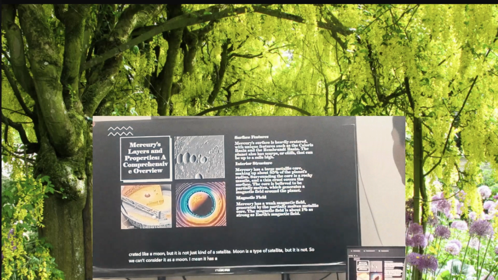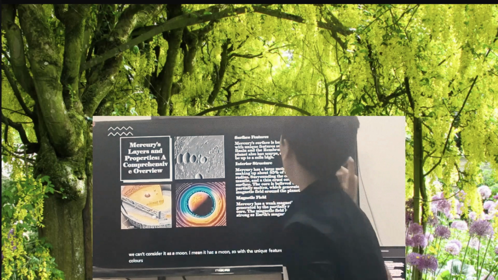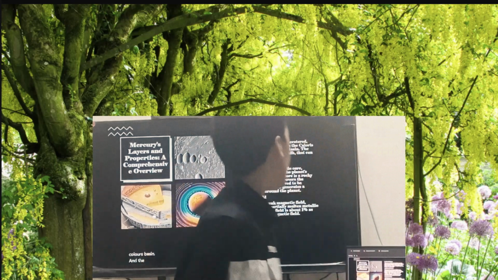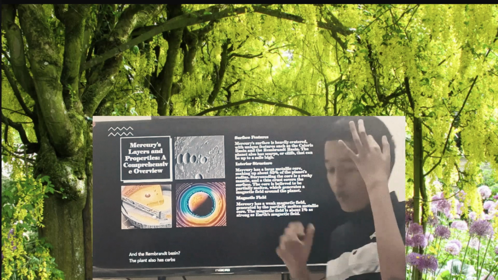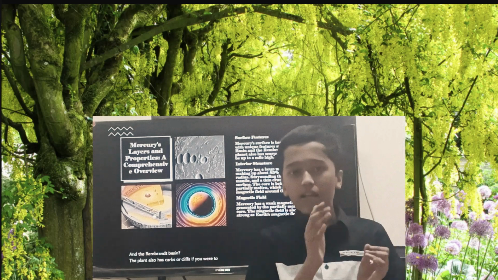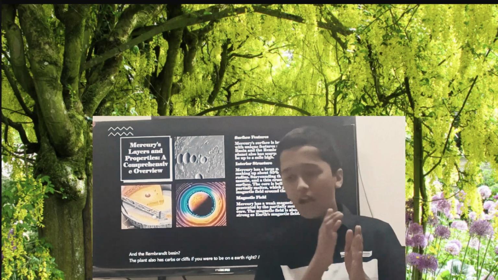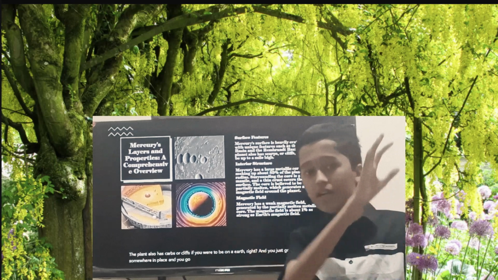There are unique features such as the Caloris Basin and the Rembrandt Basin, and the planet also has scarps or cliffs. You know, if you were on Earth and you go to some place, to some house or something, and you have a cliff.